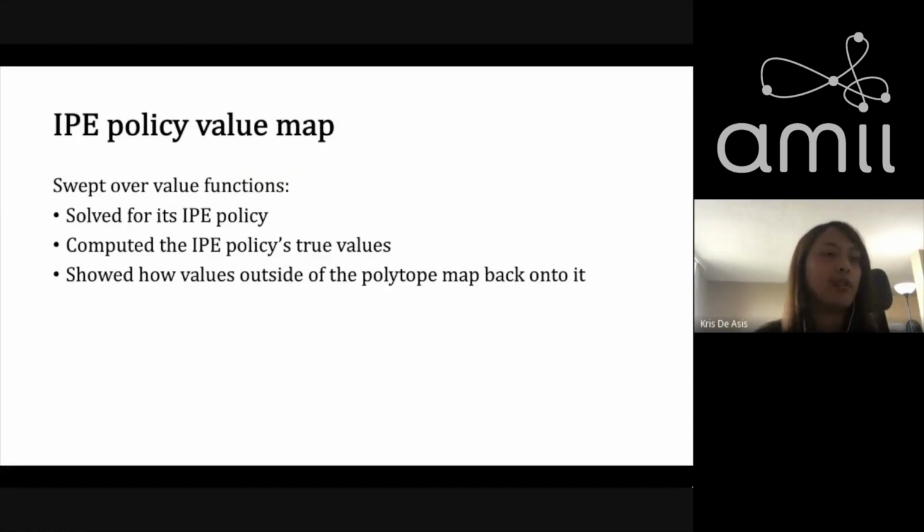The next thing we visualized was the value map, where again we swept over value functions, and then for each of these points we would solve for the policy corresponding to that value function, and then we would compute the true values of that inverted policy. And then we would show how the values outside of the polytope map back onto it, just to see if there was some interesting projection being performed by this process.